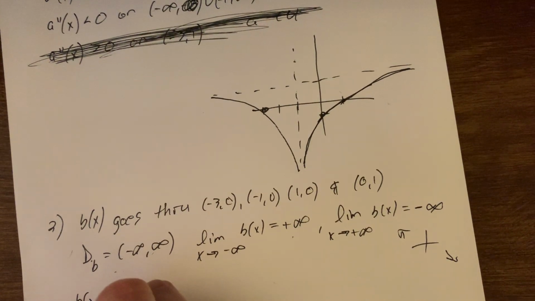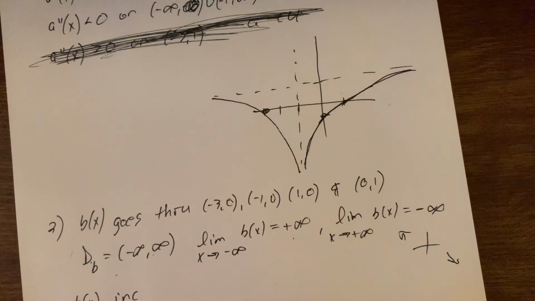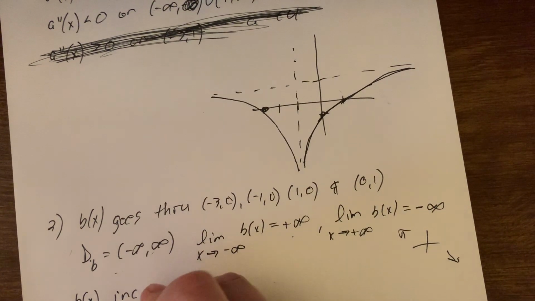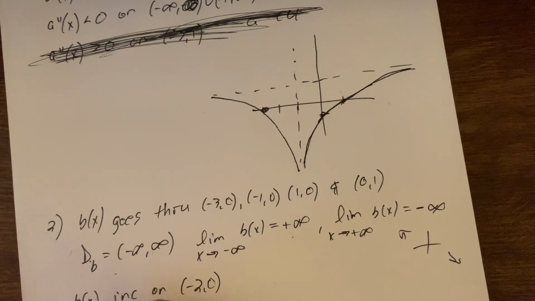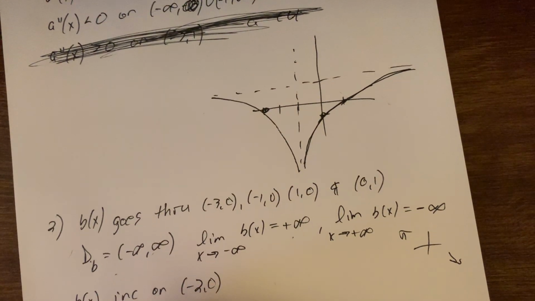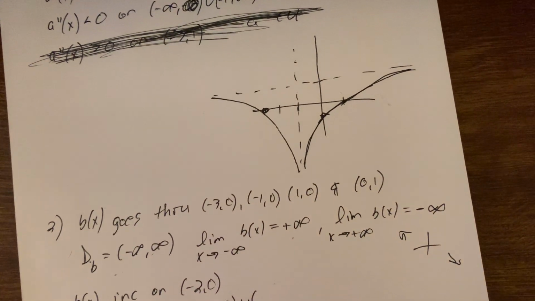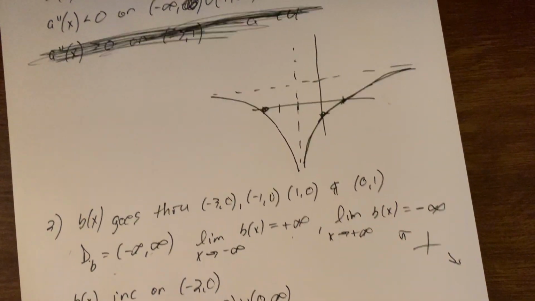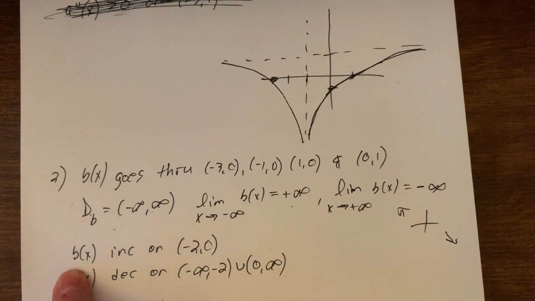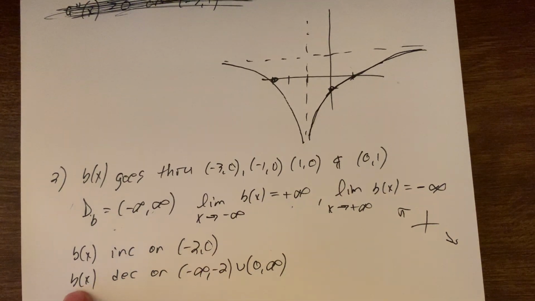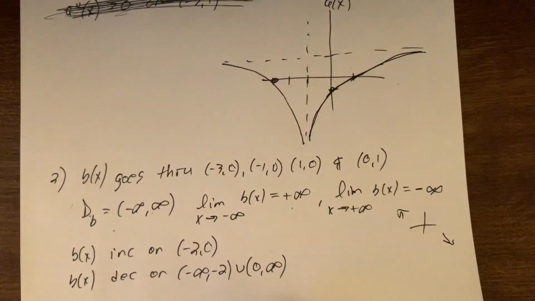And then I just tell you, b of x is increasing on the interval -2 to 0. b of x is decreasing on the interval -infinity to -2, union 0 to infinity. Just coming right out and saying it, not using b prime is greater than 0 or b prime is less than 0, just showing you it, and that's that.